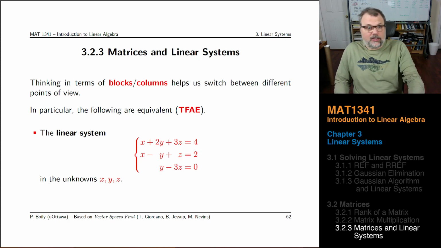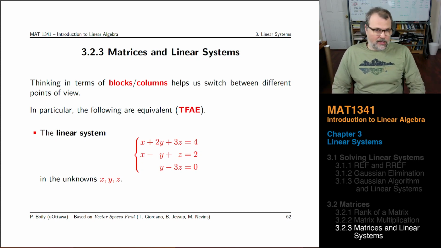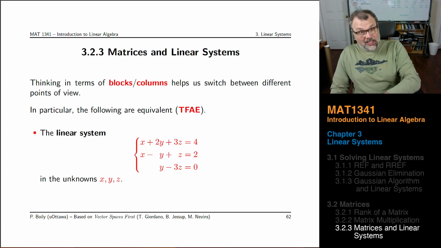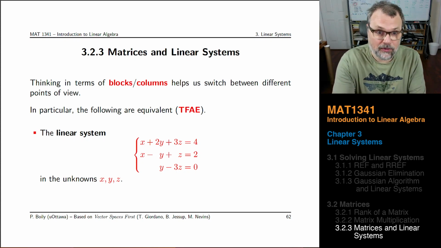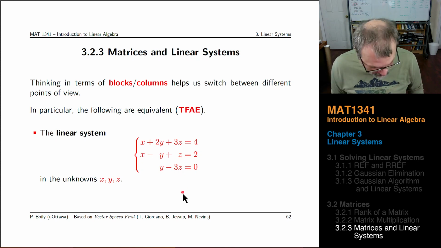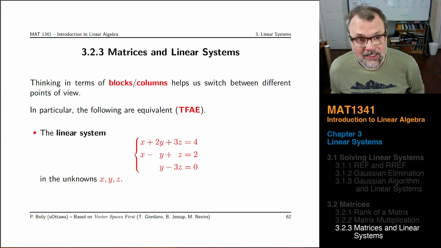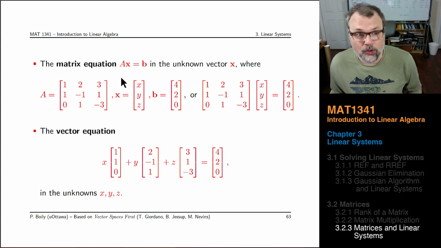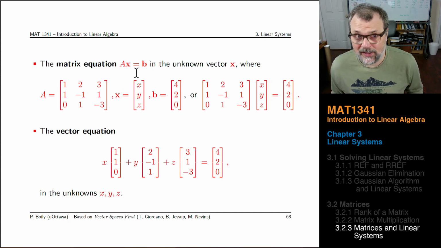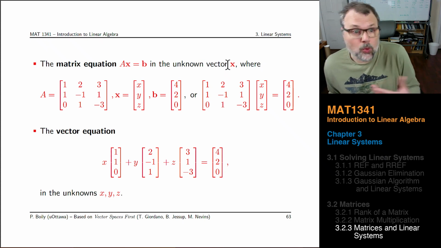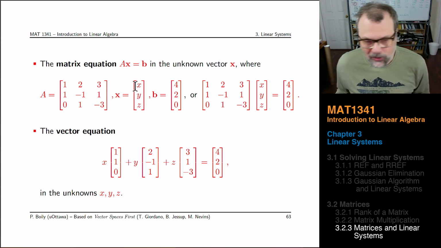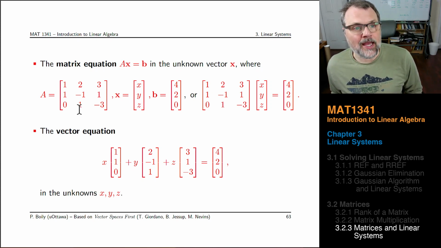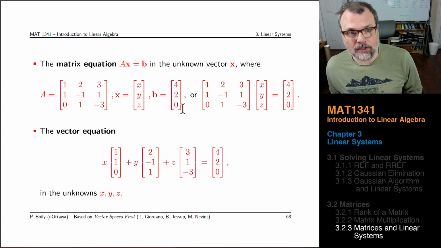We can write a linear system such as x plus 2y plus 3z equals 4, and x minus y plus z equals 2, y minus 3z equals 0 in the unknowns x, y, z. That's a linear system. It's non-homogeneous because the right-hand side isn't just a bunch of zeros. It's a system of three equations in the three unknowns. And that's exactly the same thing as writing the matrix equation A times x is equal to b in the unknown vector x. So now the unknowns aren't x, y, z, although we can write x as x, y, z, or x1, x2, x3. And A is the coefficient matrix, and b is the constant vector.